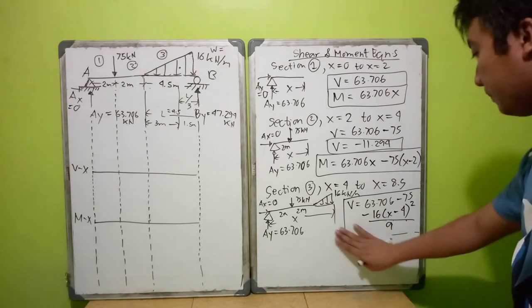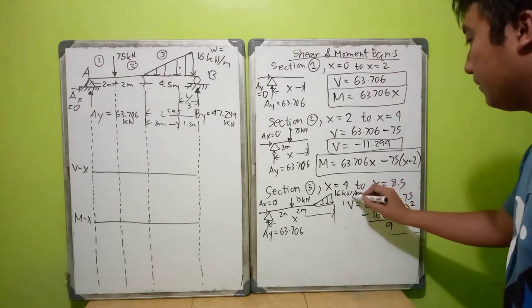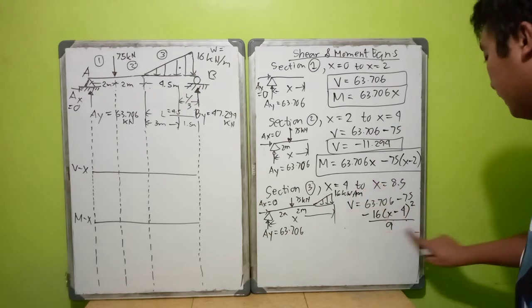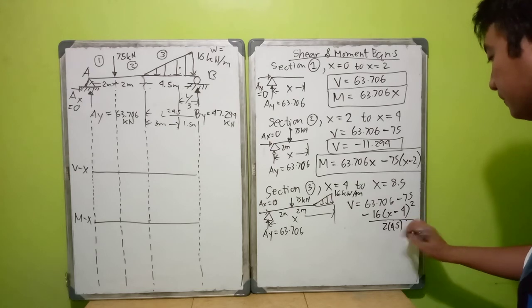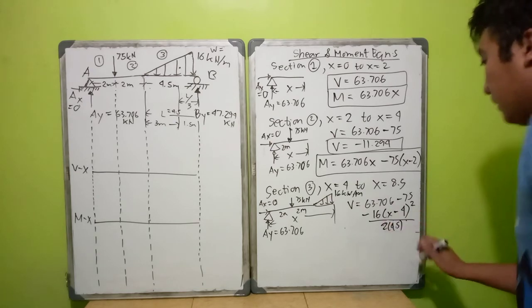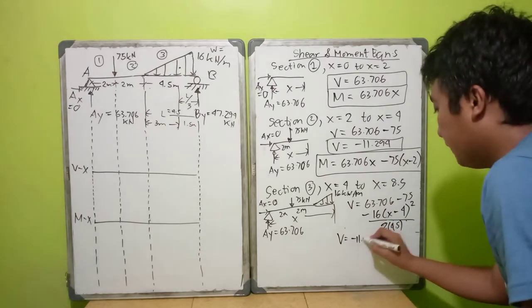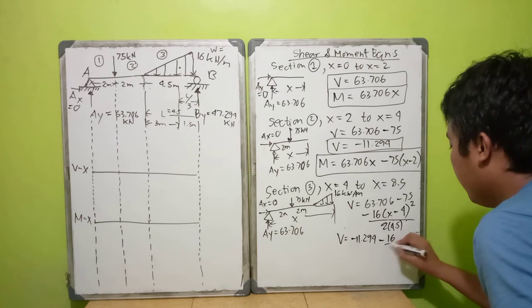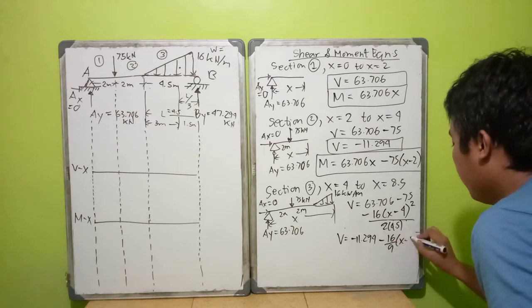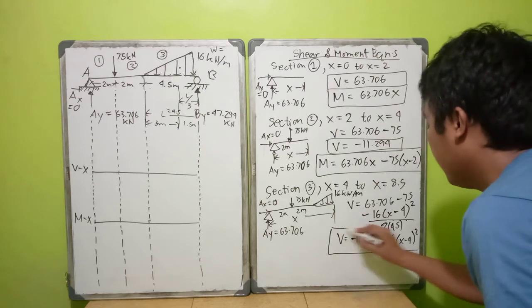Now we simplify it first. We add all the constants. So your V is negative 11.294 minus 16 over 9 times x minus 4 squared. So this is your V.